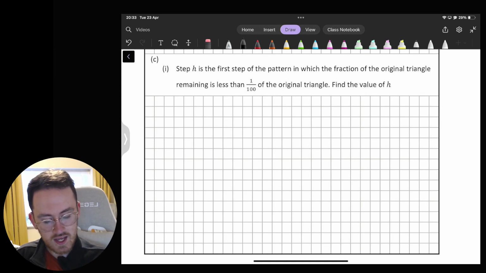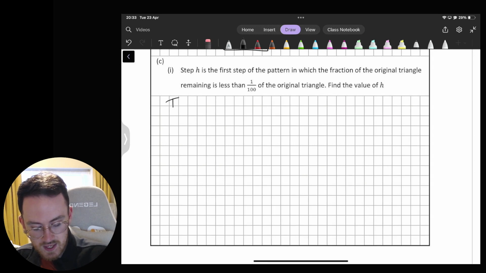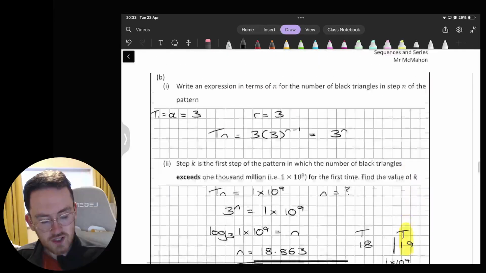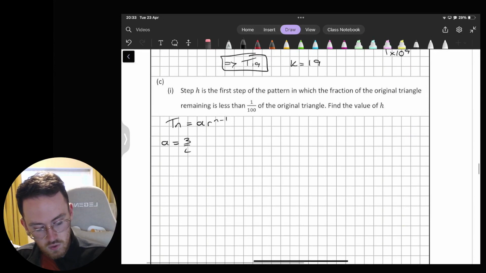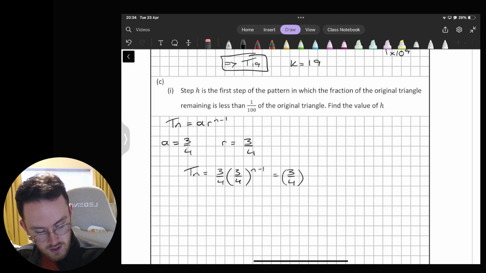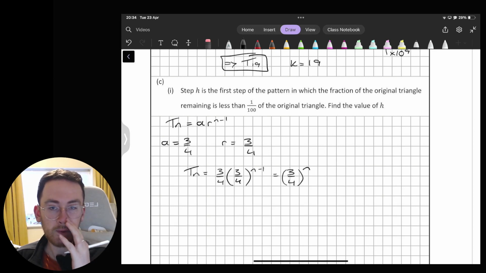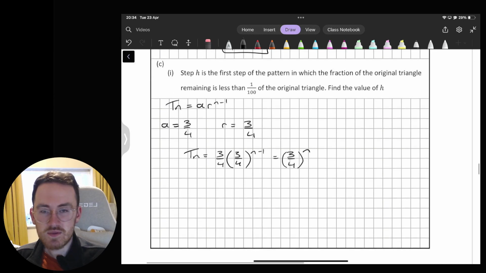Find the value of H. So same kind of idea here again. We need to set up a new pattern for ourselves. So again, A is the first term. It's the fraction of the original triangle remaining in step 1, which is 3/4. Our common ratio also happens to be 3/4. So Tn is 3/4 times 3/4 to the power of n minus 1, which is just 3/4 to the power of n. It's kind of the same idea as we did with the last one.